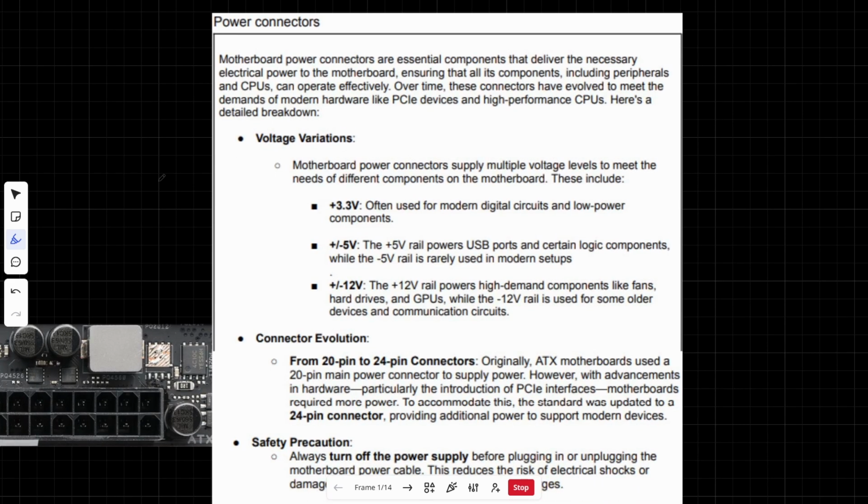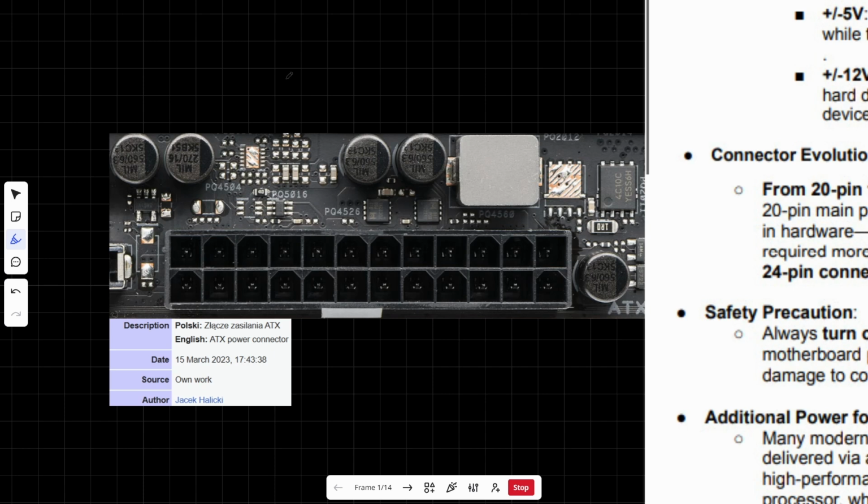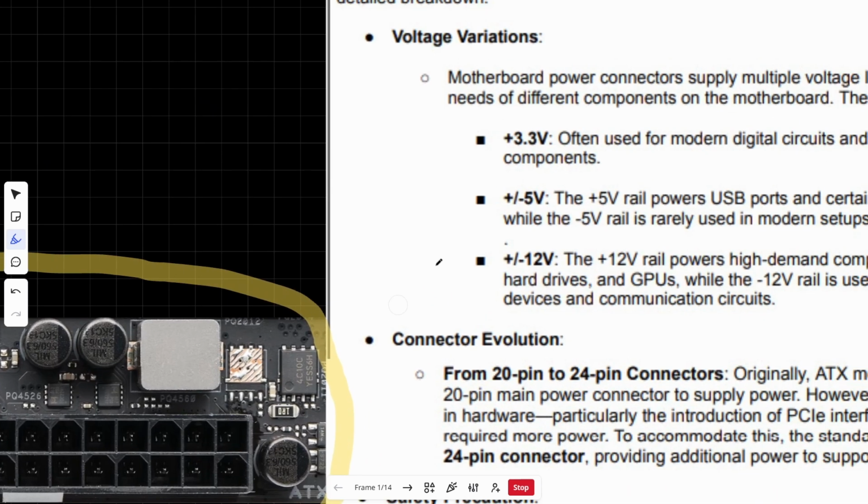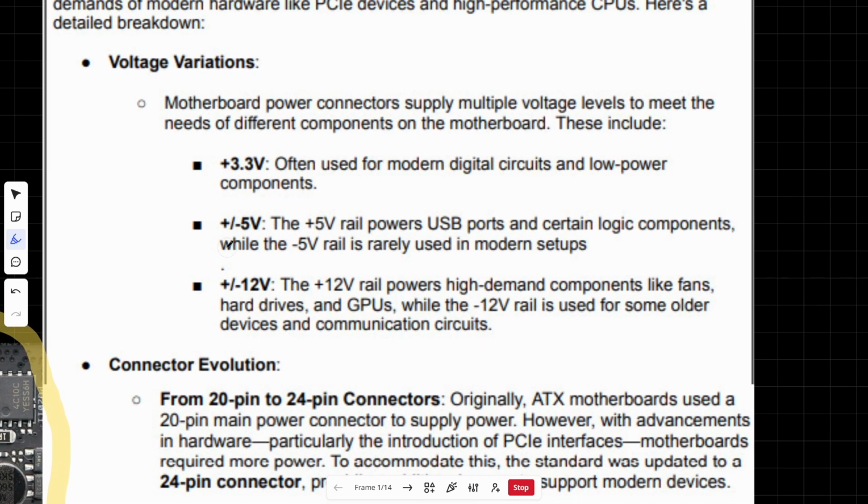Okay. We're looking at power connectors. You have multiple different power connectors within your motherboard to power the wide variety of devices that are there. We're going to run through a couple of the key details that you really need to know for your exam. The first one is you've got some voltage variations. Different power connectors will put out different specific voltages depending on what it is they're trying to power.